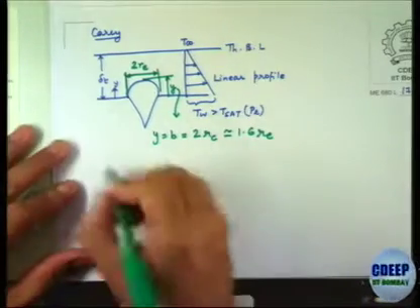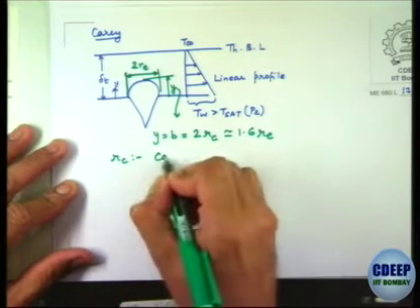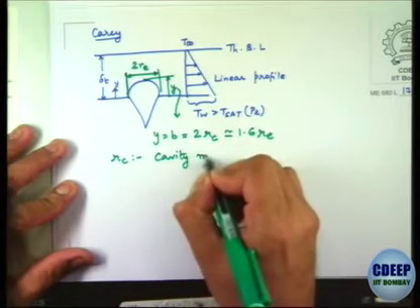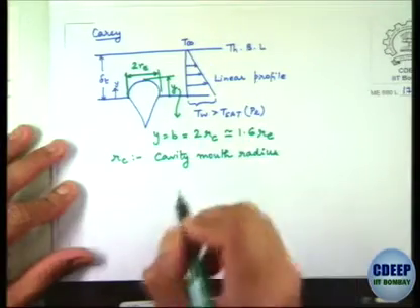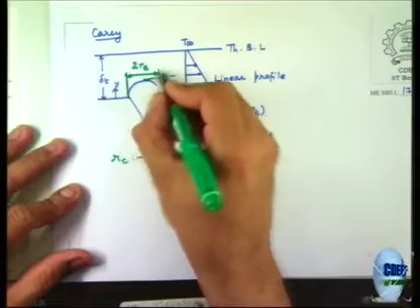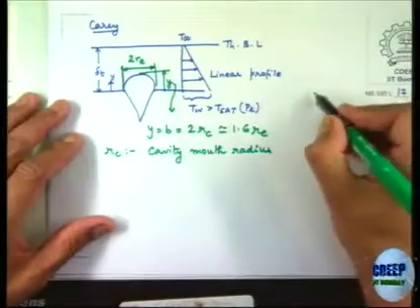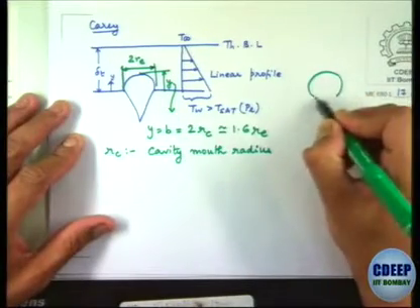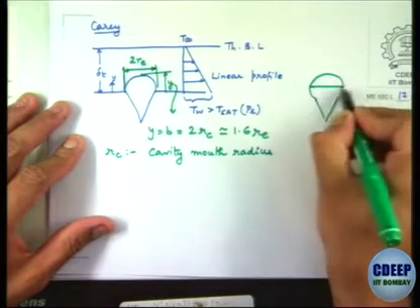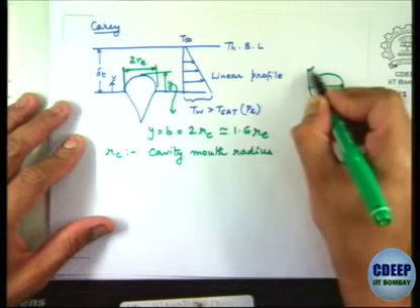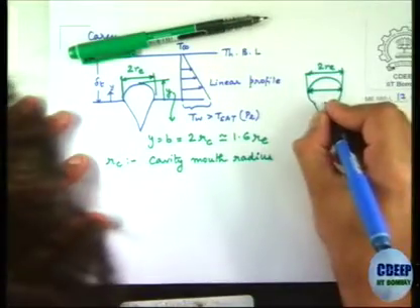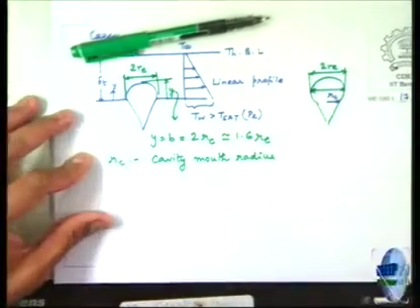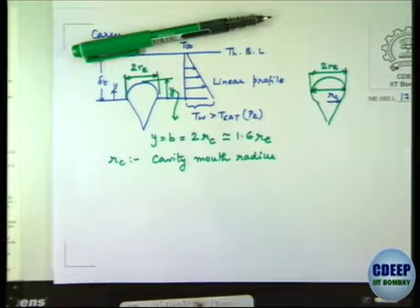I will tell you. R C, cavity mouth radius. Okay, Re is basically the maximum. If this is the cavity, this is 2R and this is your Rc, which is slightly different from each other. Okay, anything else? T wall greater than T sat, y coordinate shown there.